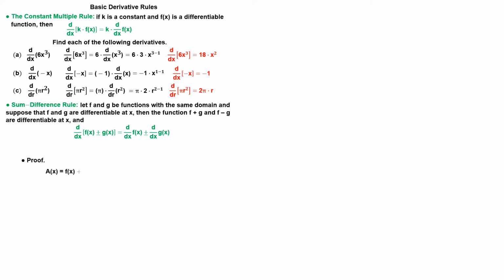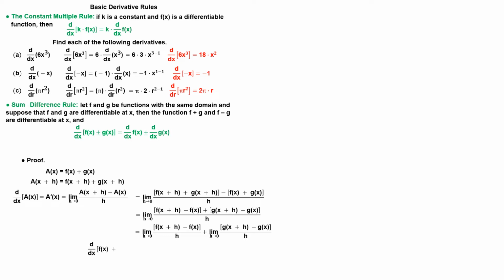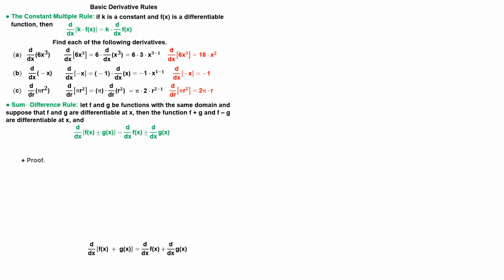We prove this rule as follows. Let a of x equal f of x plus g of x. Now we use the definition of a derivative. We now break up the fraction into two pieces and recall that the limit of a sum is the sum of the limits. Using this fact, we see that we end up with the definition of the derivative for each of the two functions. This rule says that the derivative of the sum of two differentiable functions equals the sum of their derivatives.